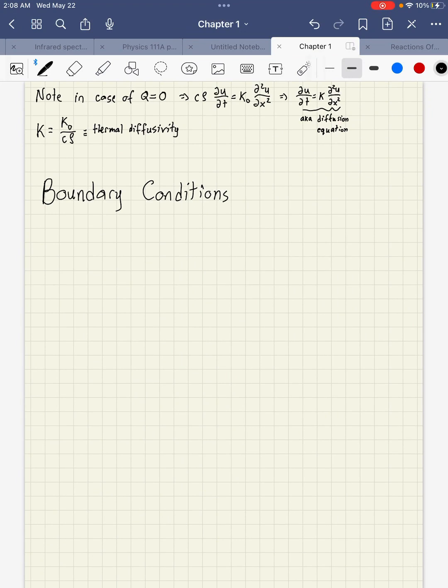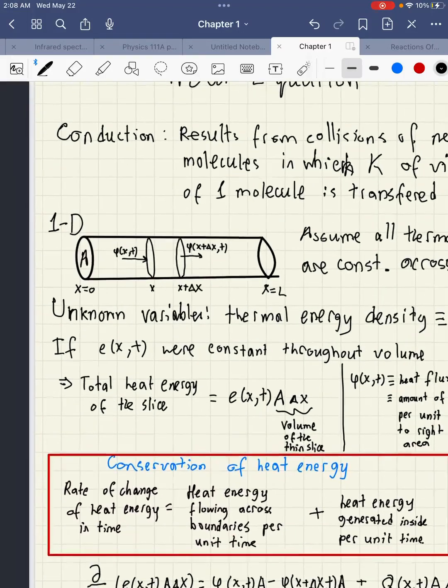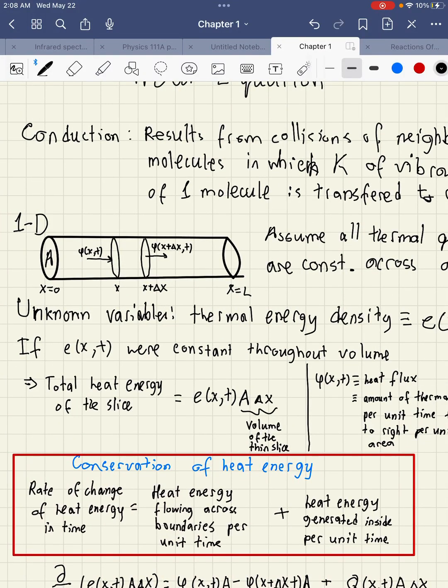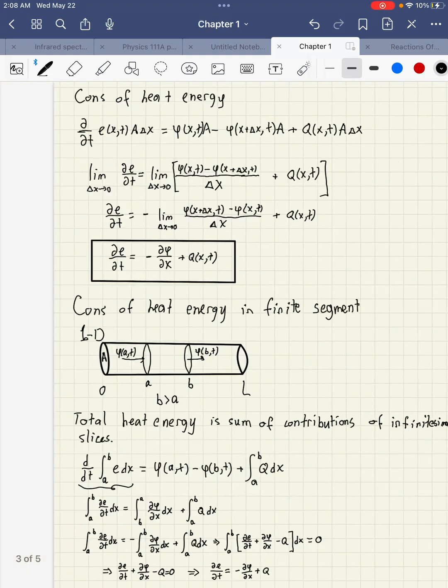So today we're going to talk about the boundary conditions. Recall from the previous lectures, we were assuming we have a one-dimensional rod and using our basic knowledge of physics and chemistry and some properties of fluids to conceptually understand what's going on there, and from that conceptual understanding to construct our partial differential equation.